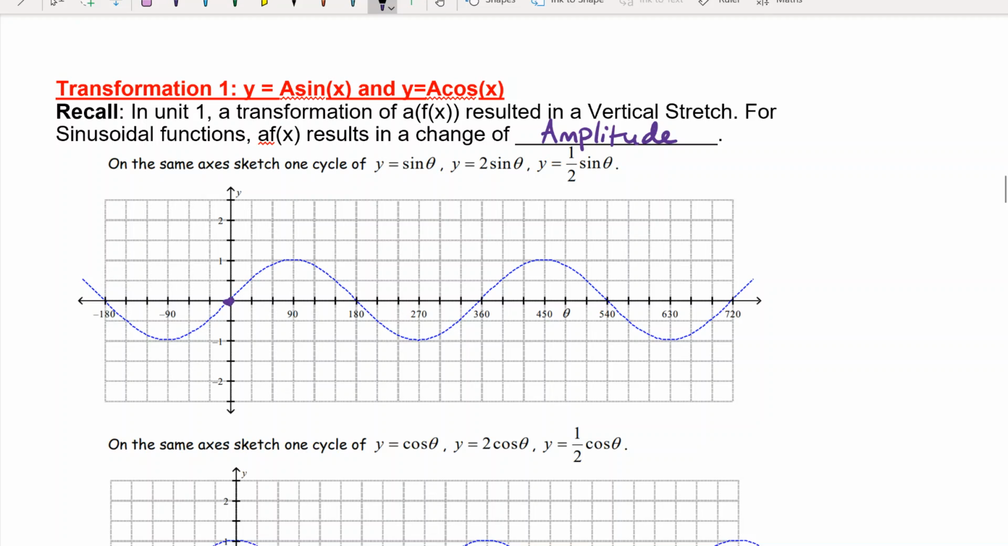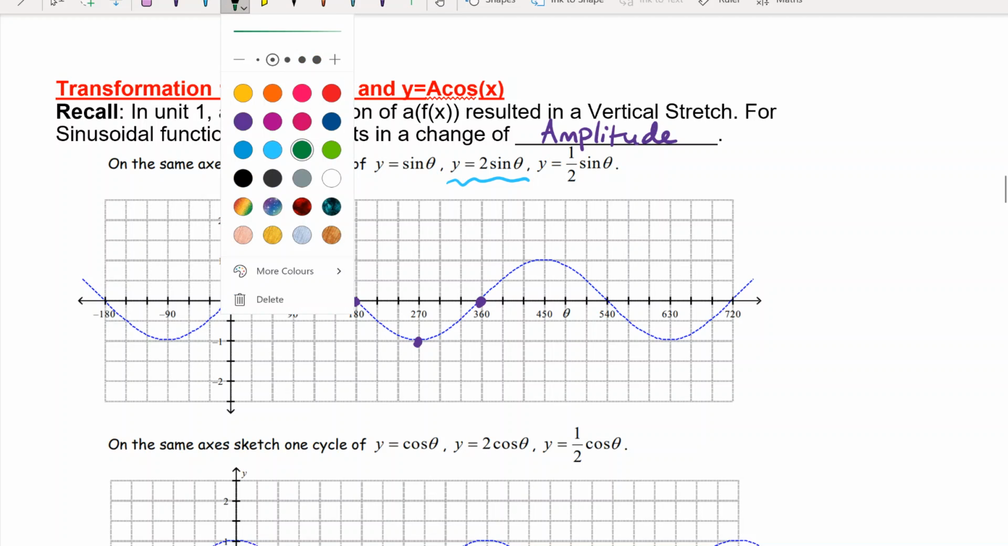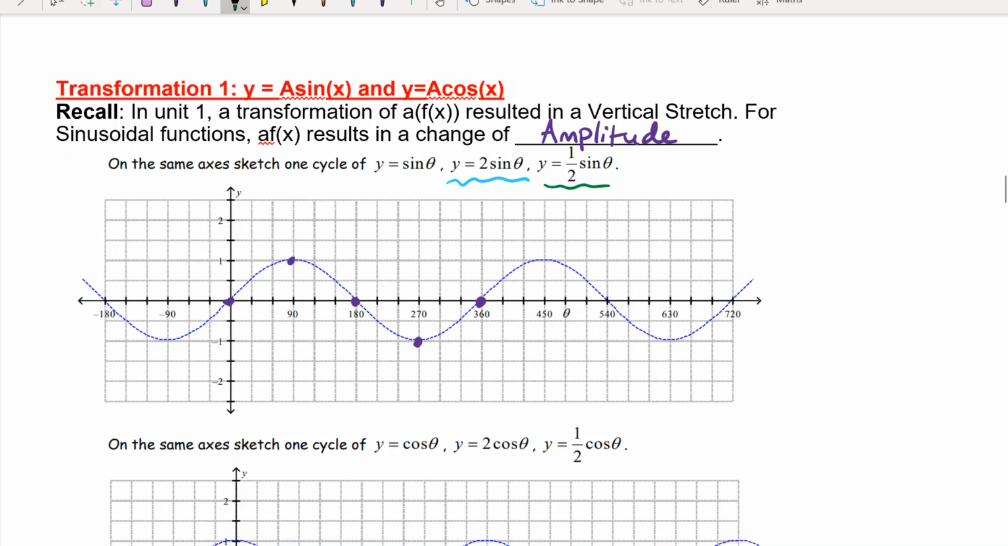So we're going to start with those 5 basic points, at 0, at 90, at 180, at 270, and at 360. And we're going to graph sine of 2 theta in blue, and then we're going to do sine of half theta in green. So let's do sine of 2 theta. I'm taking all of my y values and I'm just going to multiply them by 2. So 0 times 2 is still 0. 1 times 2 becomes 2. 0 times 2 is still 0.